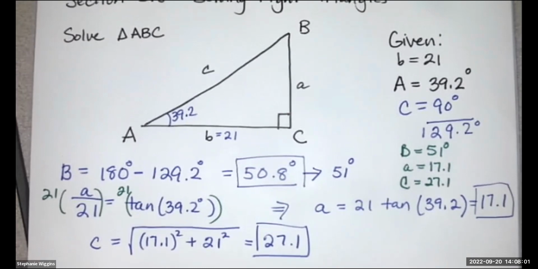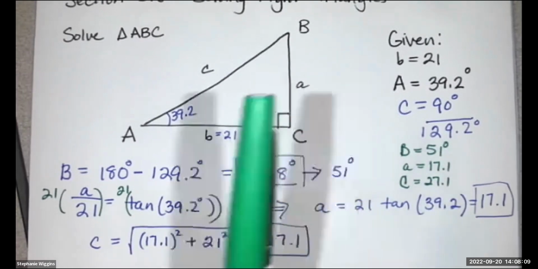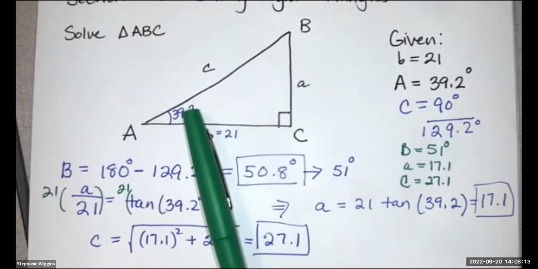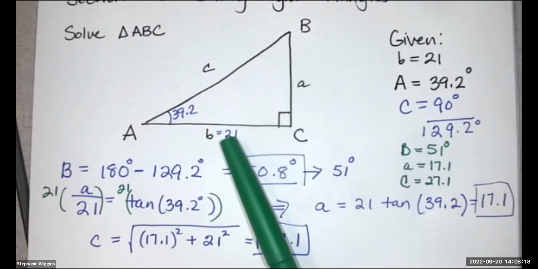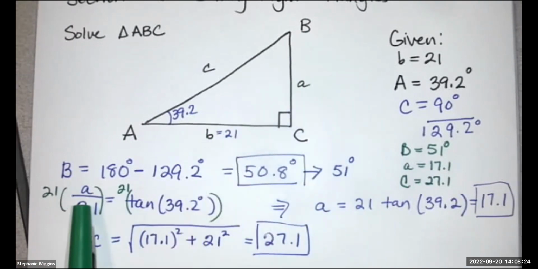Any questions? Yes. Right. I picked tangent because I want to know the opposite. I know the adjacent and I know the angle. So tangent of 39.2 is equal to the opposite over the adjacent. That gave me this equation right here, and I only have one unknown, so I can solve it.